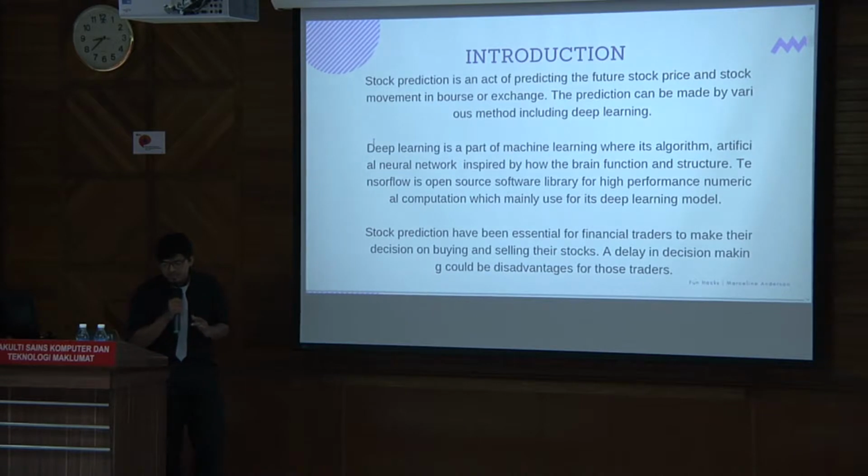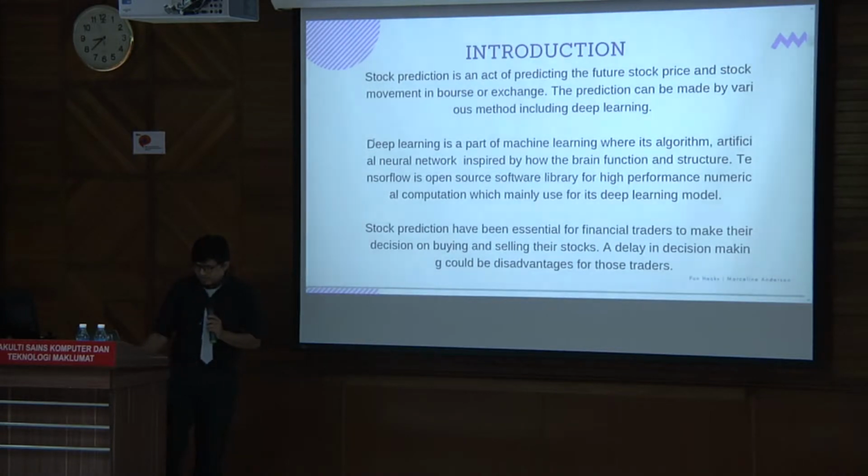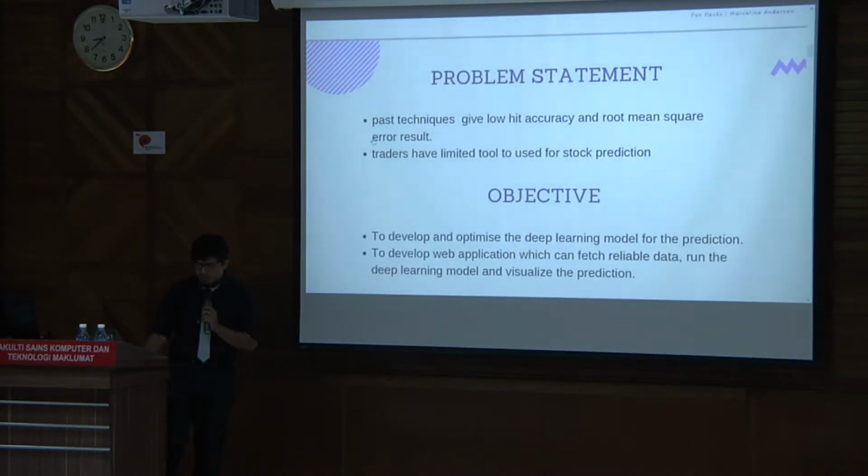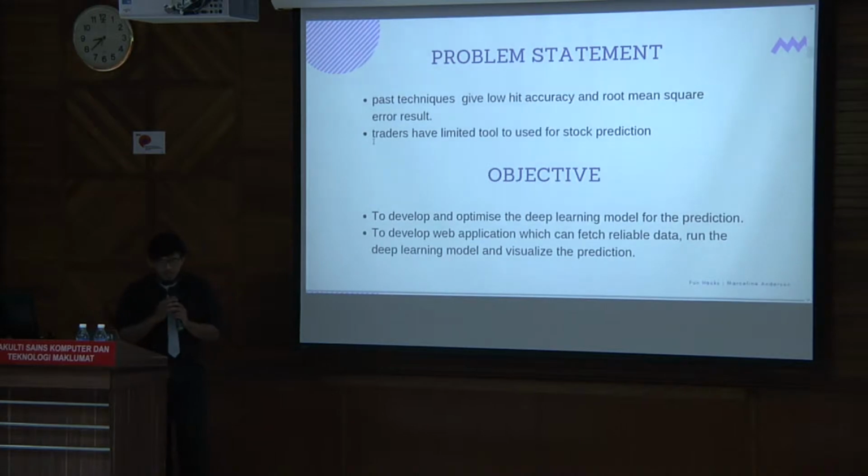Stock prediction has been essential for financial traders to make their decision of buying or selling their stock. A delay in decision making could be a disadvantage for those traders. For the problem statement, past techniques, which are support vector machine and linear regression, give low hit accuracy and root mean square error results, and traders have limited tools to use for stock prediction.